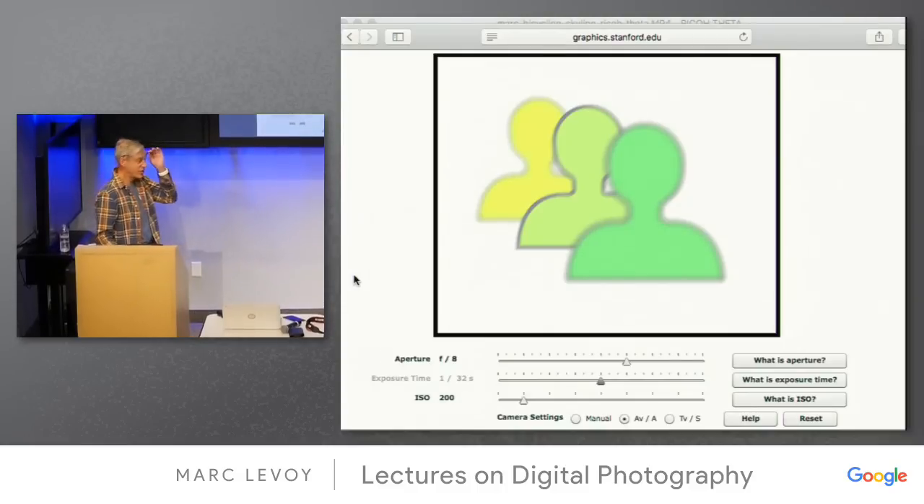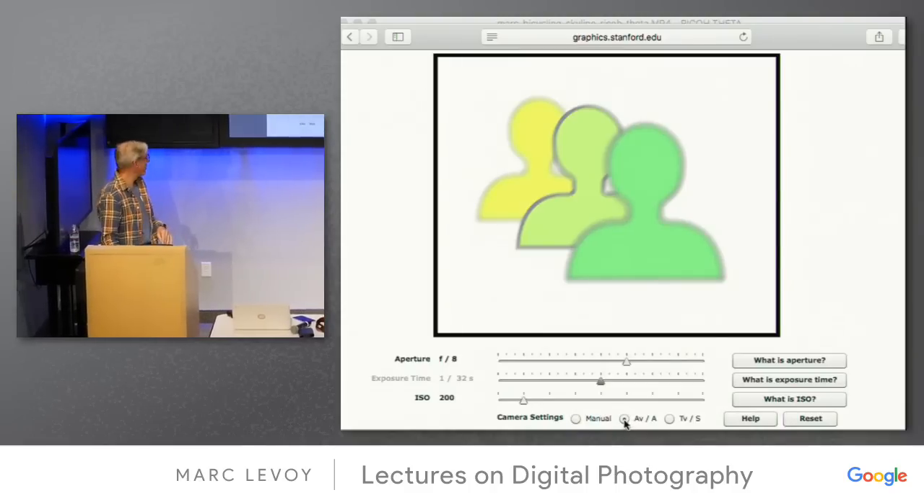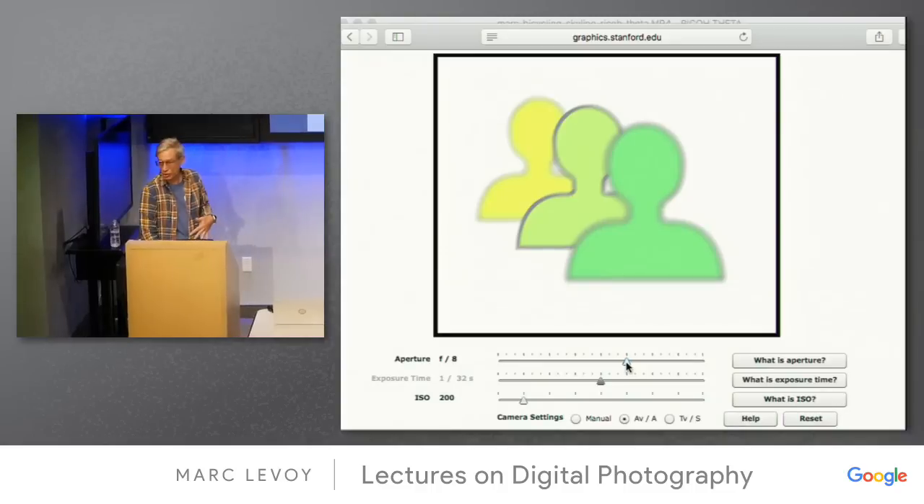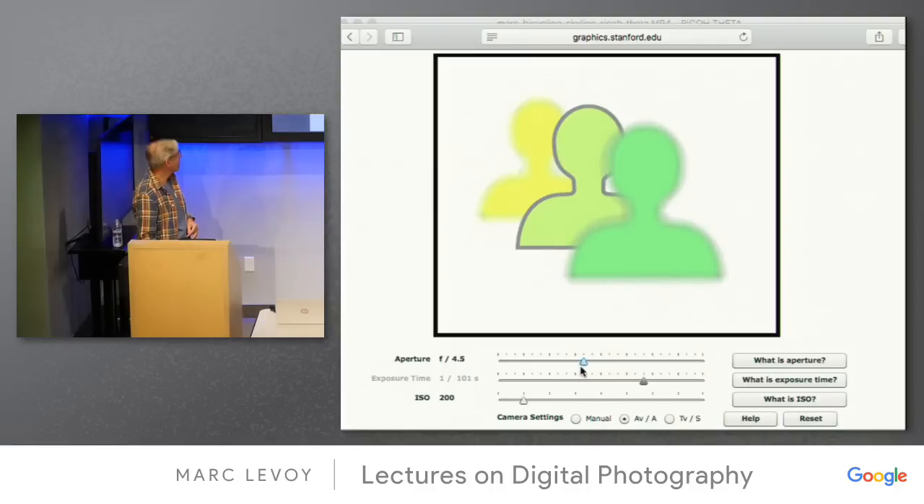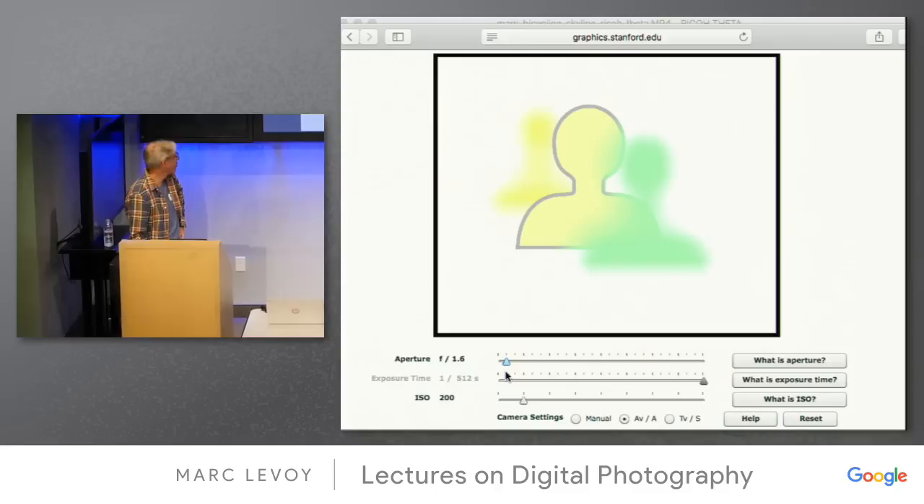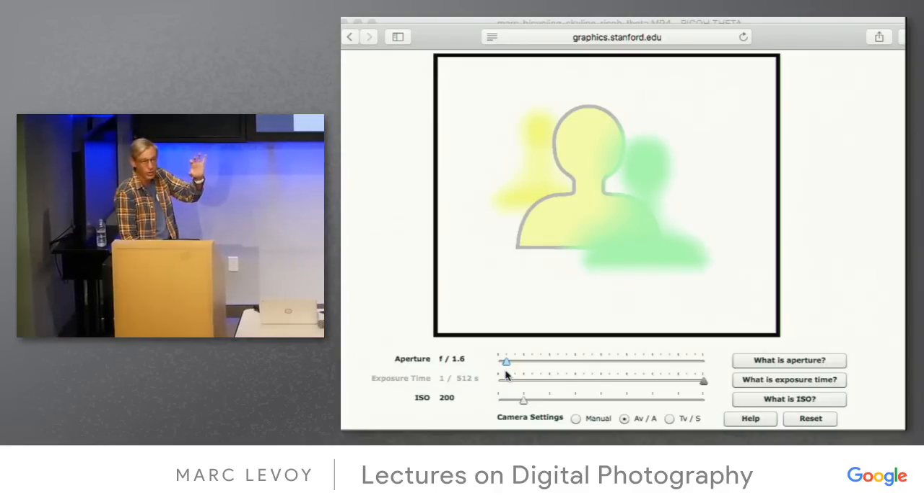This is obviously a simulation. We put it in aperture priority mode so that I can fiddle with the aperture and it will make up for that using the shutter speed. It looks like only the middle guy is in focus. If I move it like this, I can make it even shallower depth of field. They're more out of focus because I've gone to lower F numbers, meaning a larger aperture, and you remember that diagram from London. And the exposure time makes up for it.